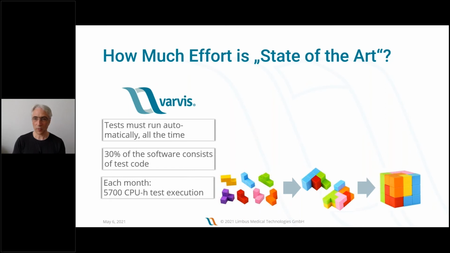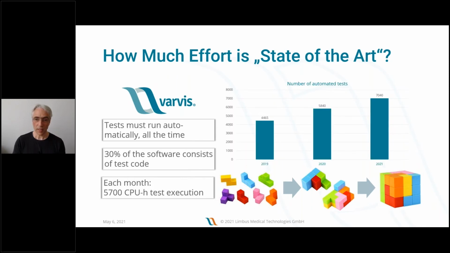We spend more than 5,700 CPU hours every month for test execution. And we also try to get better every time. So I look back at the numbers from 2019. Back then, we had 4,400 automated tests being performed on our software. And we were able to increase this number to more than 7,000 individual tests that are performed before we release a piece of software.